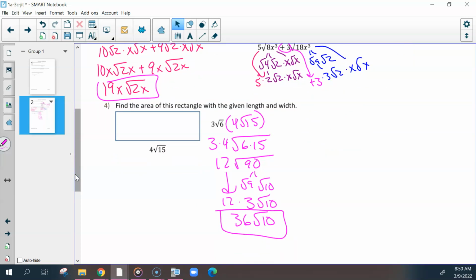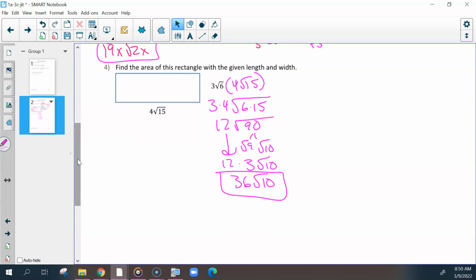For the last one, you need to find the area, so that's length times width. So multiply these two together, 3 times the square root of 6 and 4 times the square root of 15. Remember, your insides get multiplied together, your outsides get multiplied together. So 3 times 4 on the outside, 6 times 15 on the inside. So we have 12 times the square root of 90, which can be simplified. The highest perfect square that goes into 90 is 9 and 10. So 3 times the square root of 10 multiplied to 12 would give us 36 times the square root of 10.